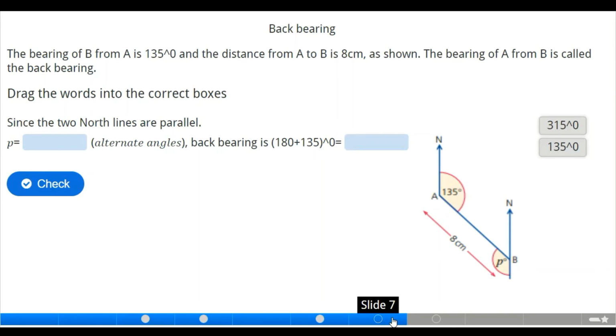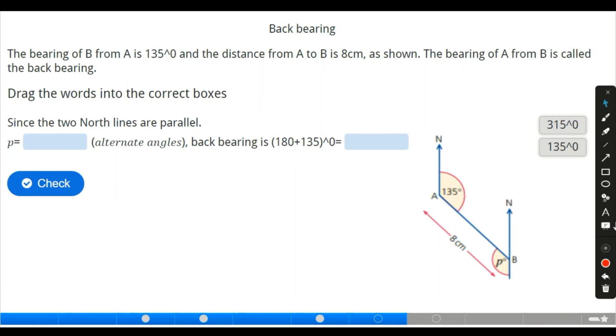So we have an example here that is related to back bearing. The bearing of B from A is 135 degrees, and the distance from A to B is 8 centimeters, as shown. We have A to B, the distance is what? 8 centimeters. Now the bearing of A from B is called what? The bearing of A from B is called back bearing.